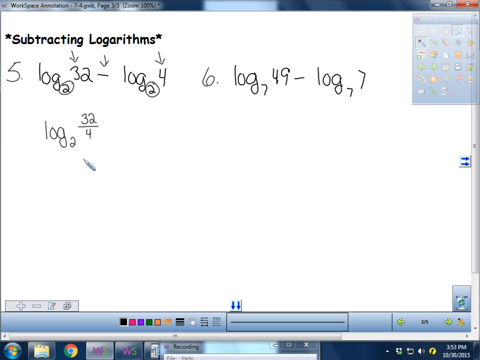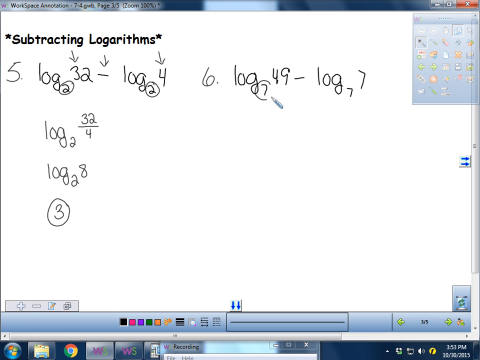Once I get that done, 32 divided by 4 is 8. So I have log base 2 of 8. So again, this is 2 to what power equals 8. If you know that, that would be 3. If not, you can plug it into your calculator, and it will tell you that it is 3. So 2 cubed is 8. All right, and one more subtraction problem.